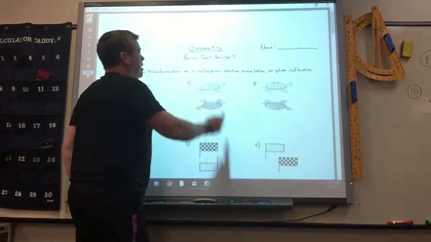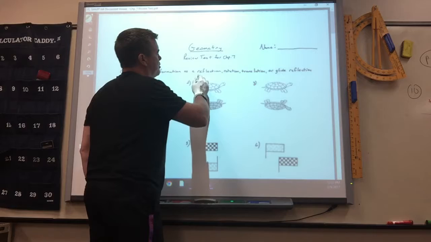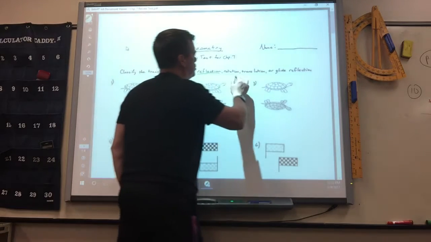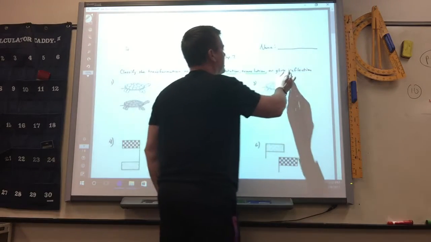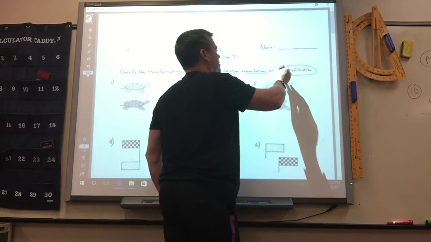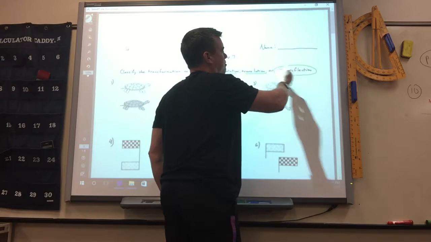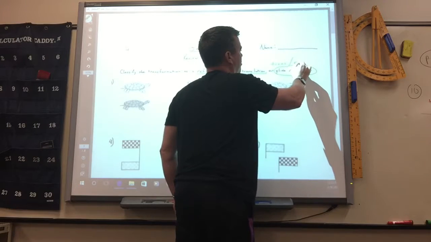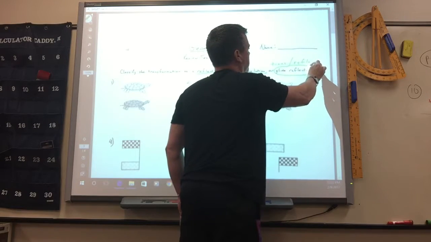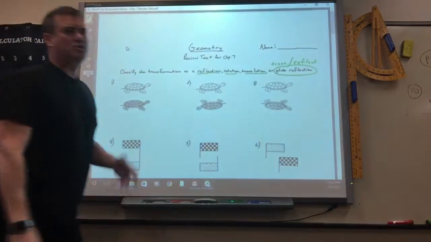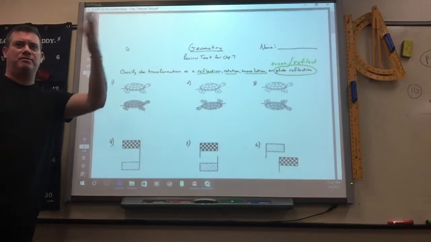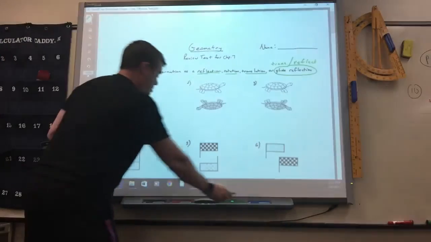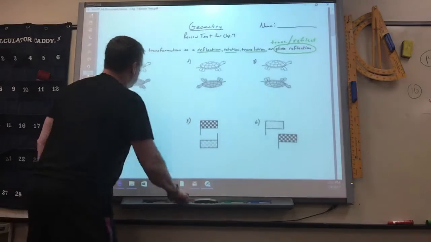Okay, so the transformations are reflections, rotations, translations. A glide reflection, remember, it slides and then reflects. It's actually a translation and then a reflection. So it's just like what it sounds. It glides and then flips.